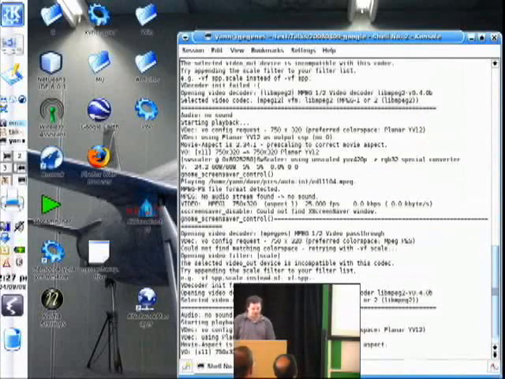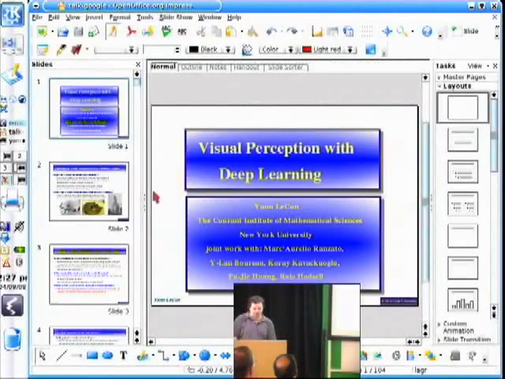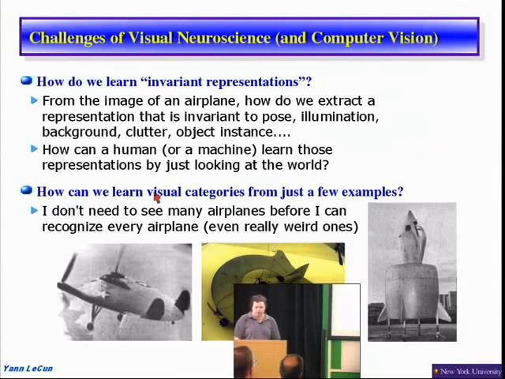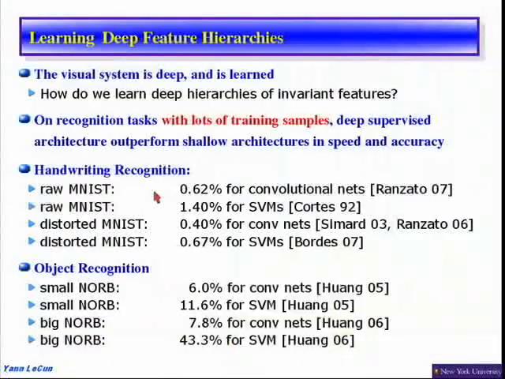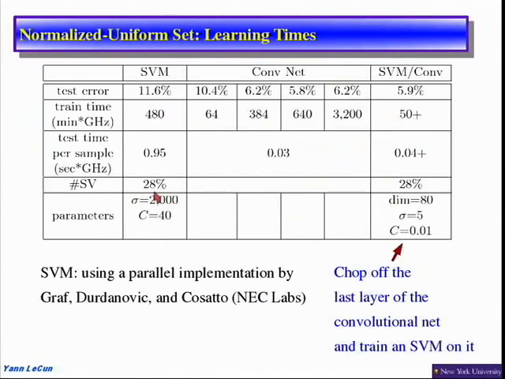It works pretty well. So this is what we can do with supervised learning with deep architectures, with essentially zero preprocessing, just raw pixels, okay? And I know some people in the room have been playing with this for other applications.